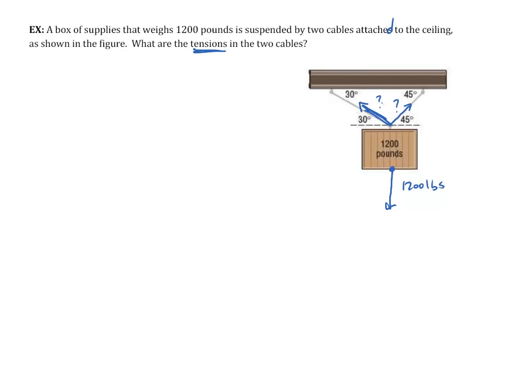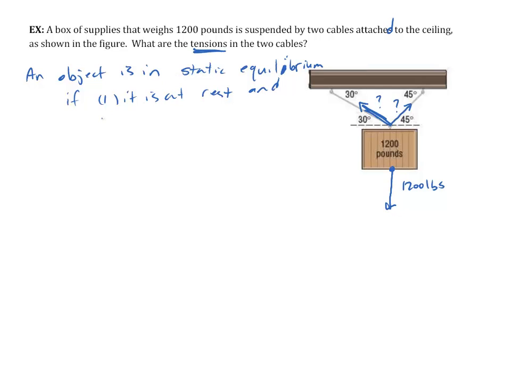So in order to answer this, we need to understand what's called static equilibrium. An object is in static equilibrium, that's E-Q-U-I-L-I-B-R-I-U-M, if one, it is at rest, and two, the sum of all forces acting on the object is 0. So this being at rest means we're going to assume that all the forces acting on that object sum to 0.